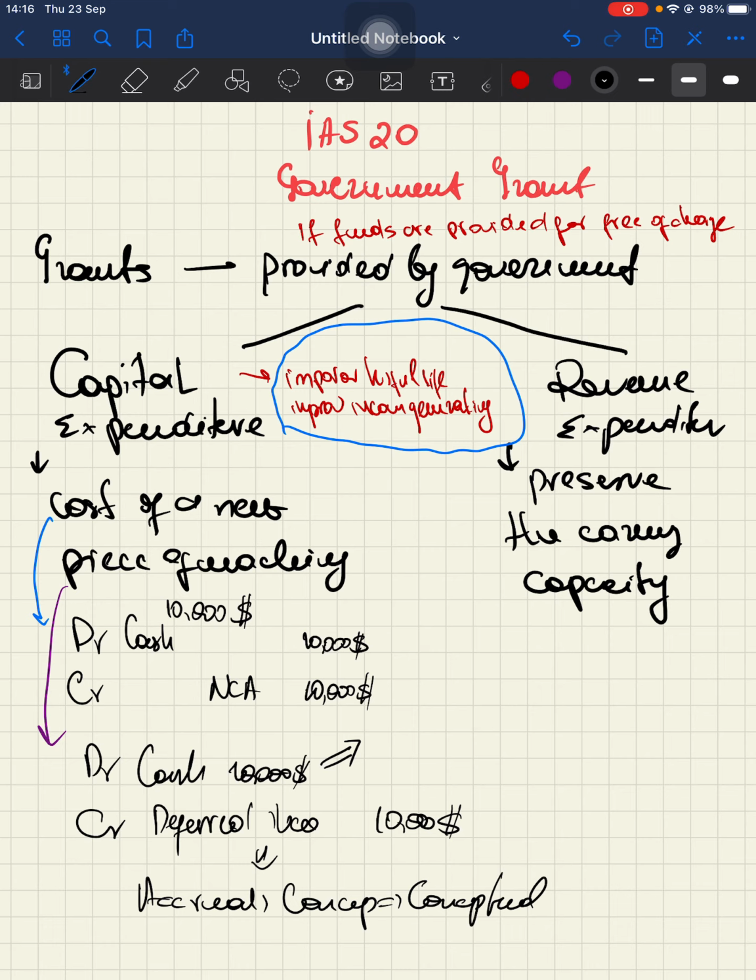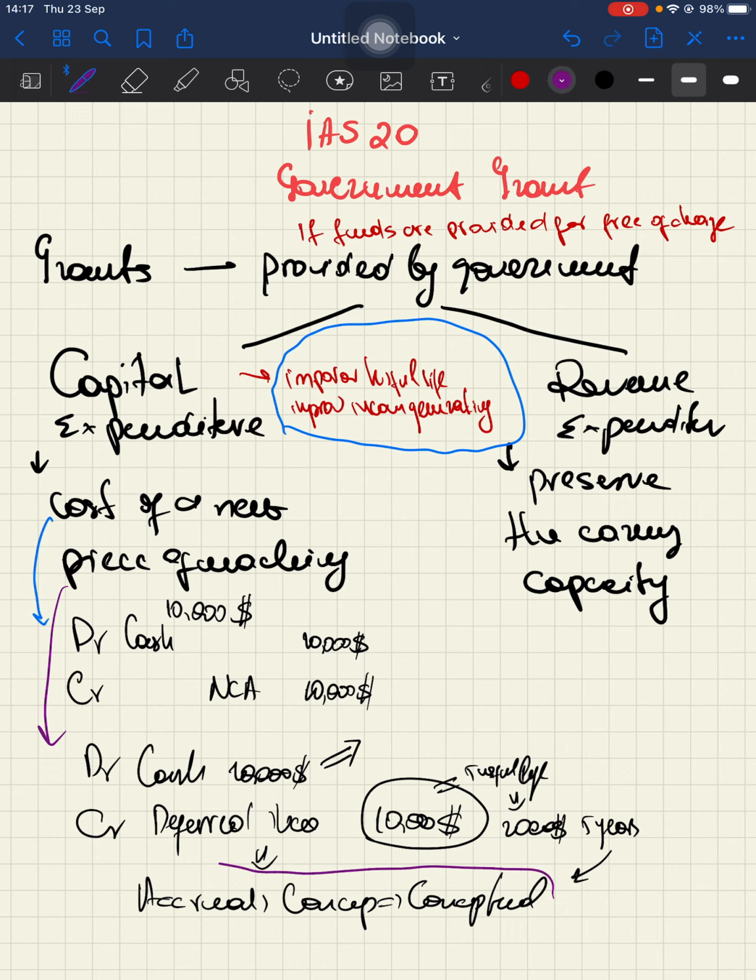So if, for example, we have received $10,000 for an asset which has 5 years useful life, then we should recognize $2,000 of income each year over the 5 years. So by doing this, we will be able to obey the accruals concept. Okay, this is the rationale behind the capital grants being treated as deferred income.